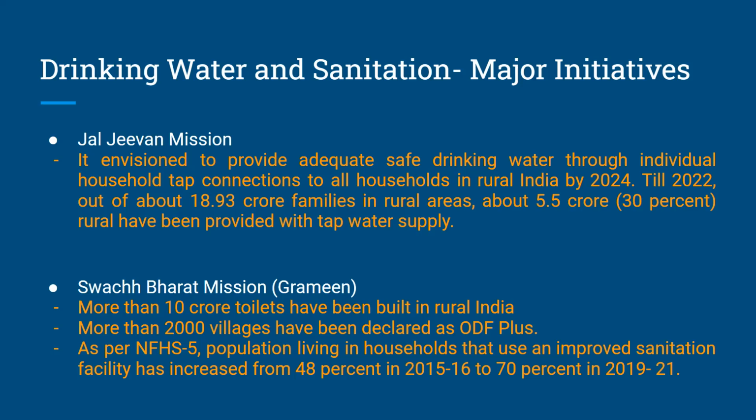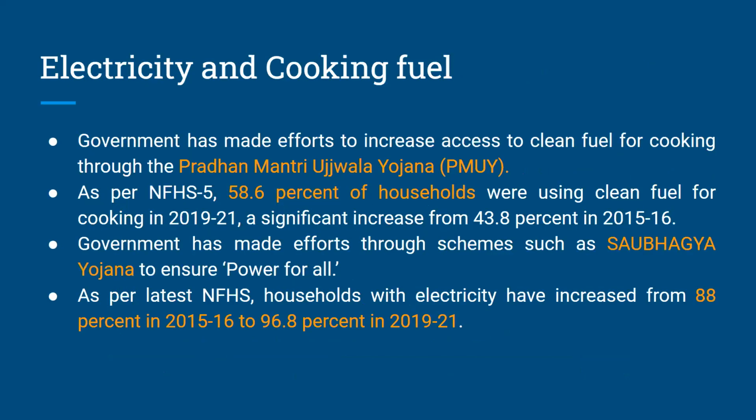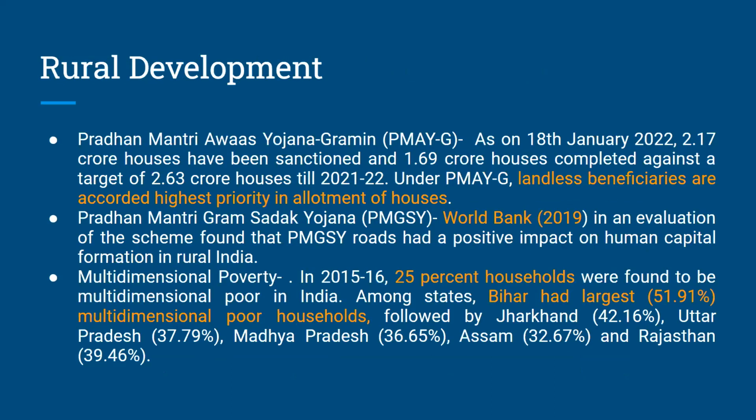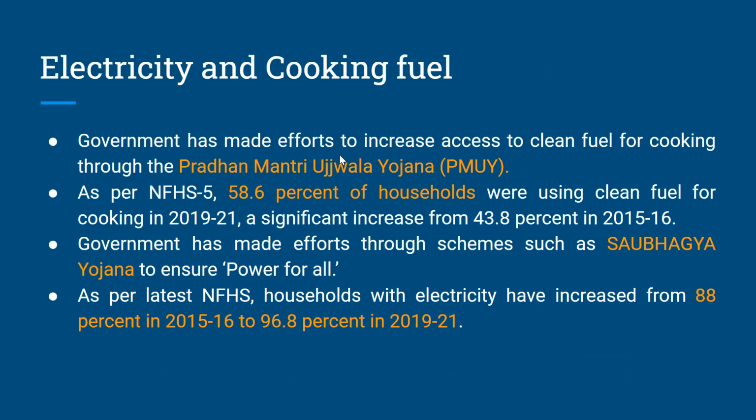These data are important. With respect to electricity and cooking fuel, 2 important schemes are Pradhan Mantri Ujjwala Yojana and Saubhagya Yojana. These 2 data: 58.6% of households, and 88% in 2015-16 to 96.8% in 2019-21. These 2 data are important.